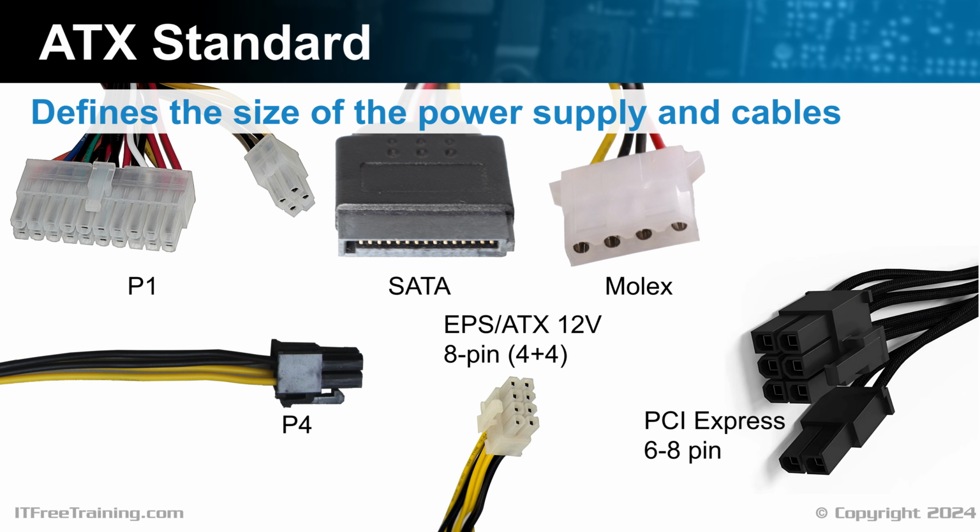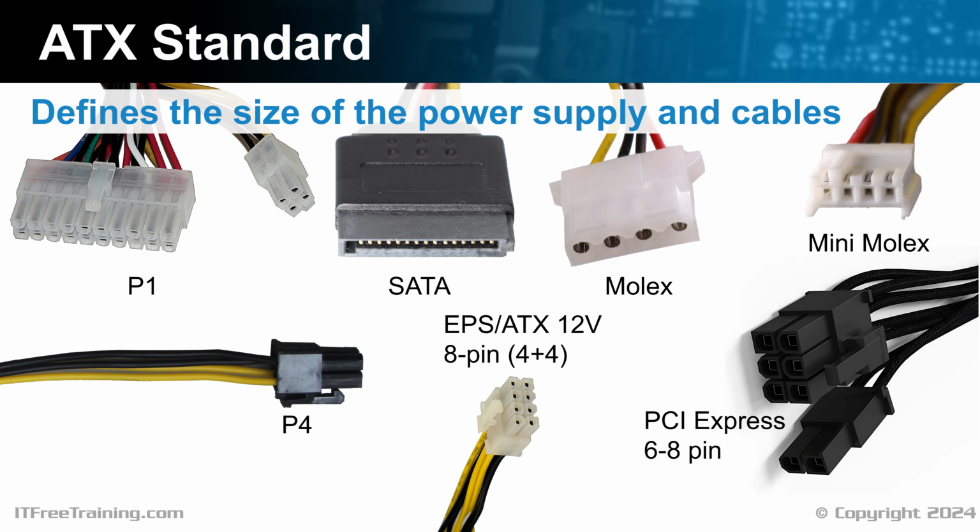Usually, most modern power supplies will include at least one cable with Molex connectors. If your power supply does not have them, you can also use a converter to convert a SATA connector to a Molex connector. The last connector is the mini Molex. This is used for floppy disk drives and some other devices. These are very rare nowadays, as floppy disk drives have been obsolete for a long time.